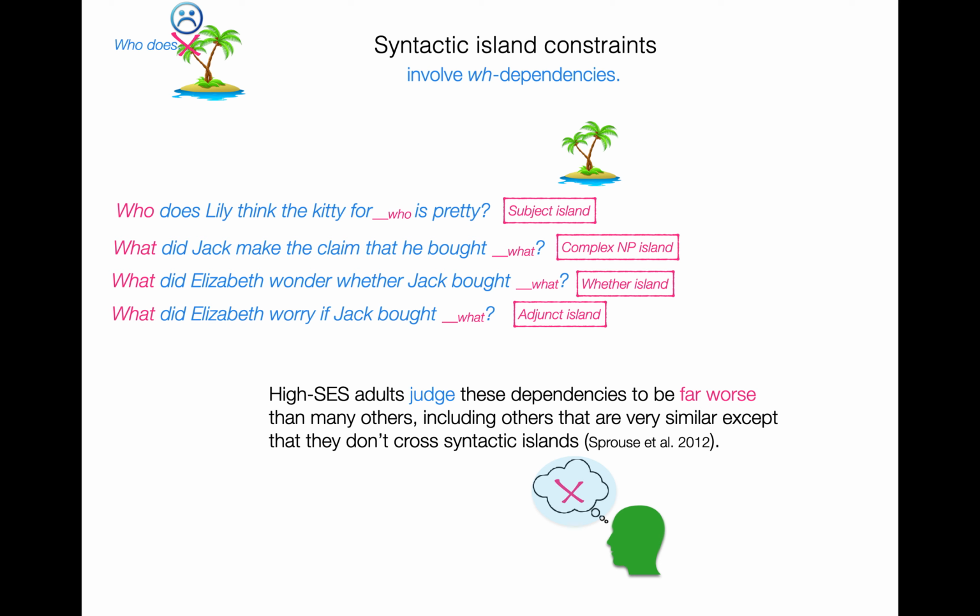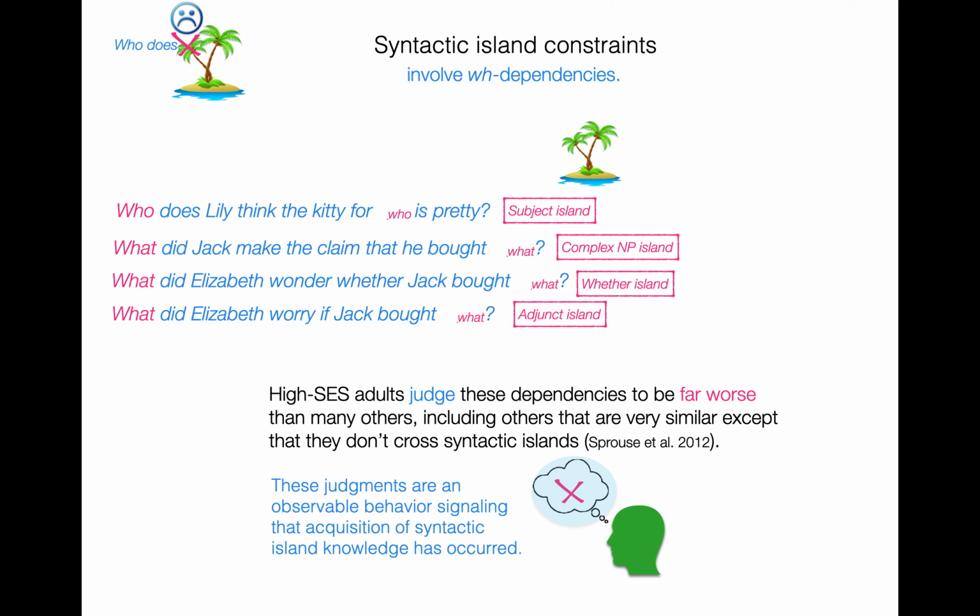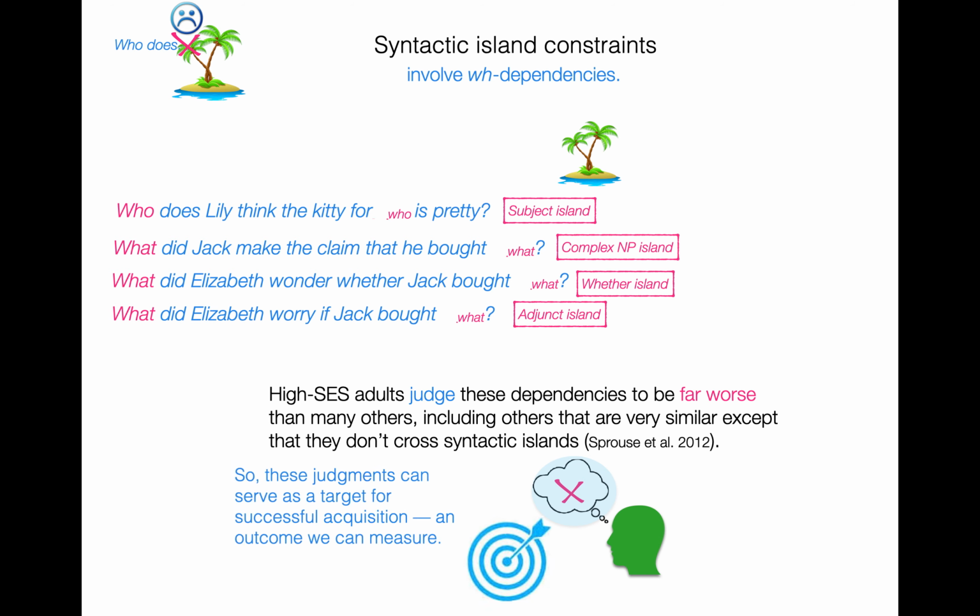So something important for our purposes is that high SES adults judge these island crossing dependencies to be far worse than many others, including others that are very similar except that they don't cross syntactic islands, right? So this is our internalized adult knowledge here. These judgments are an observable behavior signaling that acquisition of syntactic island knowledge has occurred, right? If you have these judgments that these things are extra bad, then you know something internally about syntactic islands. You know that these things are bad because, say, they cross syntactic islands. You've internalized that knowledge. So the judgments are an observable behavior, and can serve as a target for successful acquisition. It's an outcome we can measure. Can you get the right judgments for these kinds of island crossing dependencies? Can you get that these are far worse than many others, right? That's the question.